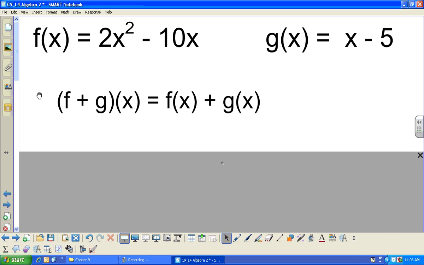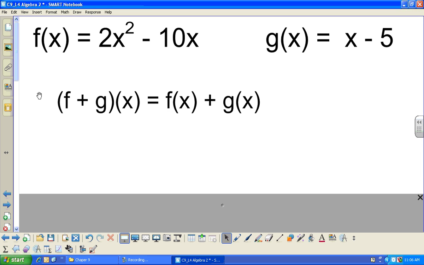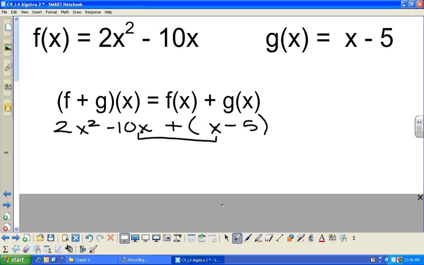If we have f plus g, that's the same thing as writing the function of f of x plus the function of g. In this case, it would be 2x squared minus 10x plus x minus 5. When I'm adding two functions together, I have to combine my like terms. So my like terms would be my x's. My final answer here would be 2x squared minus 9x minus 5.